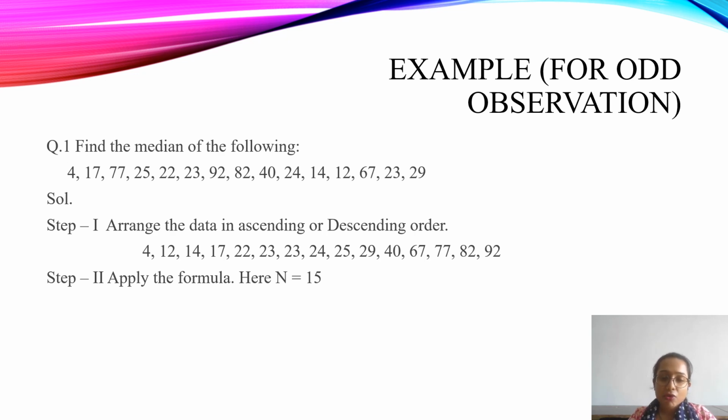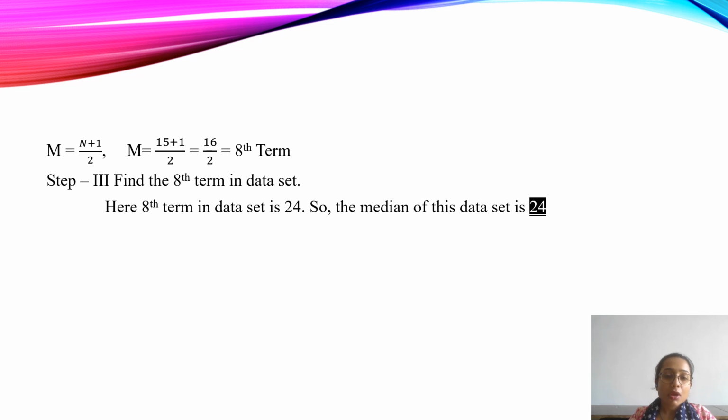Firstly, we will arrange all the data in ascending or descending order. I have arranged it in ascending order. After that, you have to apply the formula here. n is equal to 15, so 15 plus 1 divided by 2.